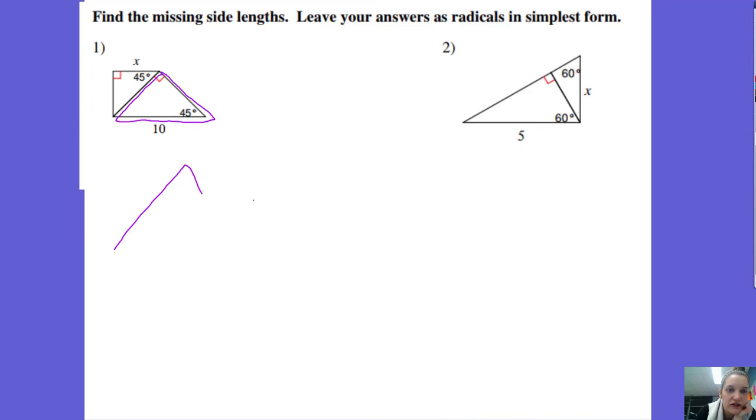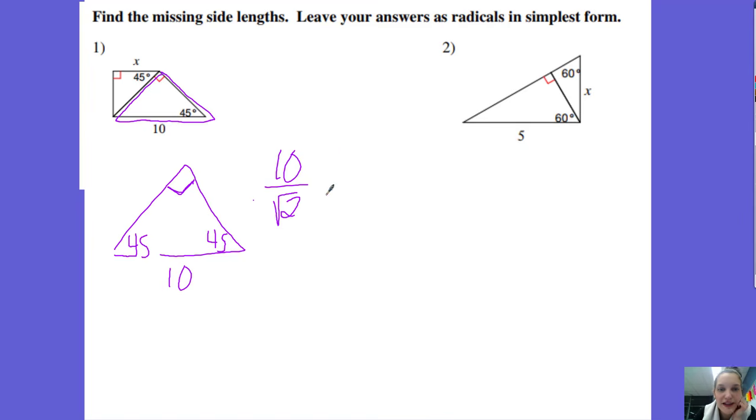So I'm going to redraw that triangle just so you can see what I'm talking about. So I need to figure out this side right here. So if I know the hypotenuse and I'm trying to figure out the leg in a 45, 45, 90 triangle, I'm going to divide the hypotenuse by root 2. So I'm going to do 10 divided by root 2.